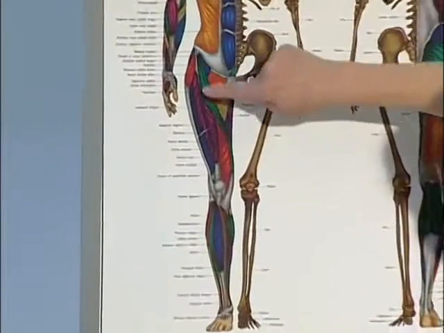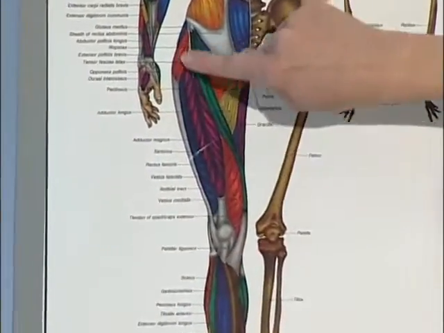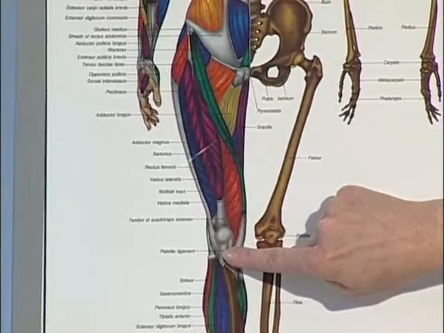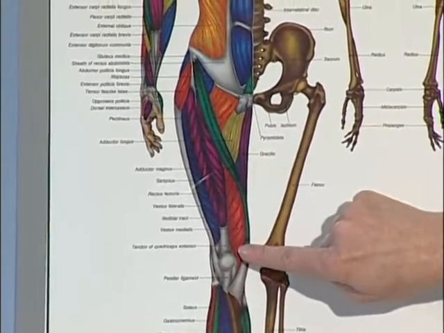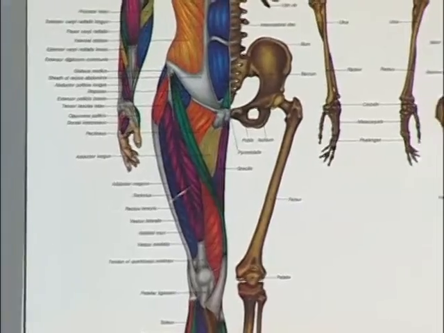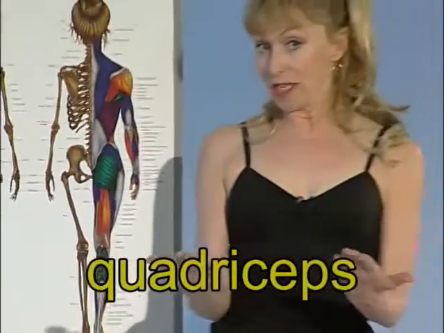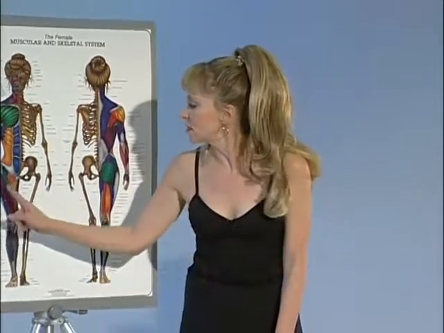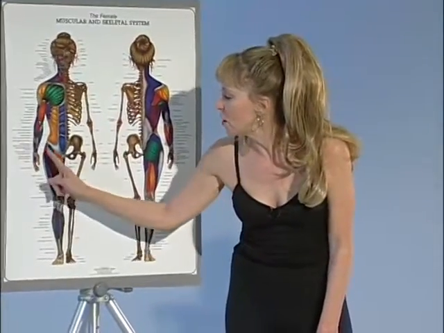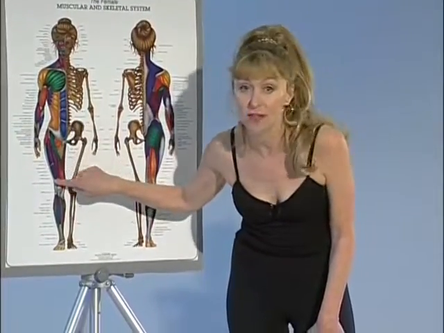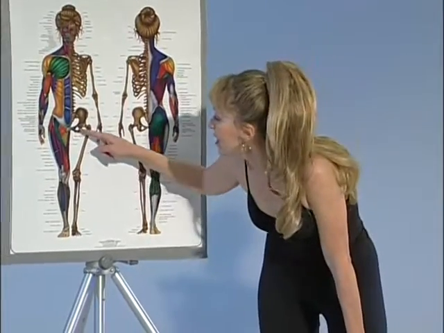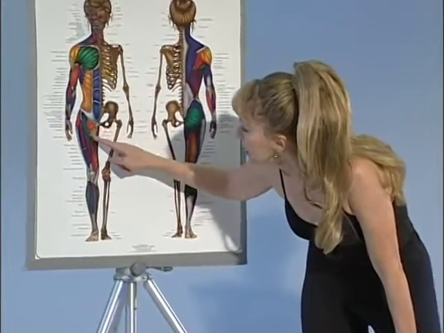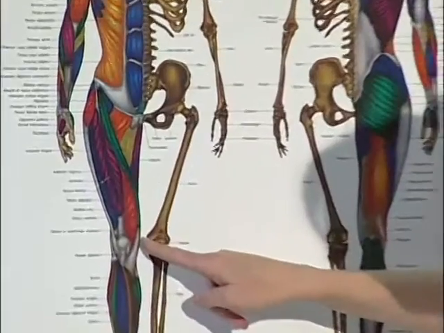The other muscles that we're going to talk about pretty much travel downward. You see these muscles? There are 4 of them, and together they're called the quadricep. Quadricep 4, quad 4. So those 4 muscles are called the quadricep, and they go all the way down the front of the leg.